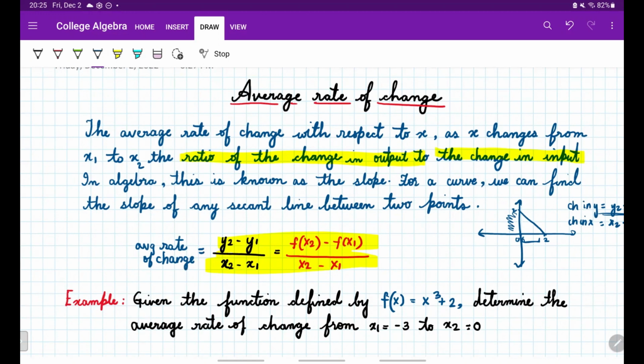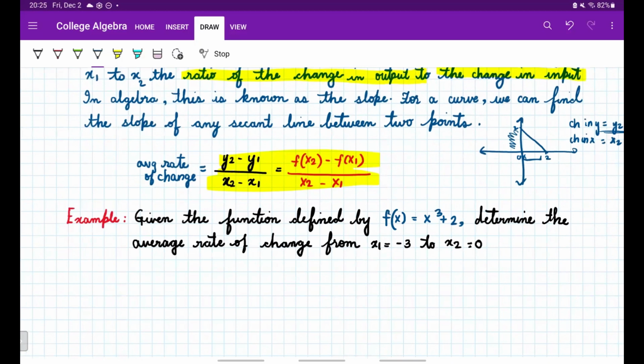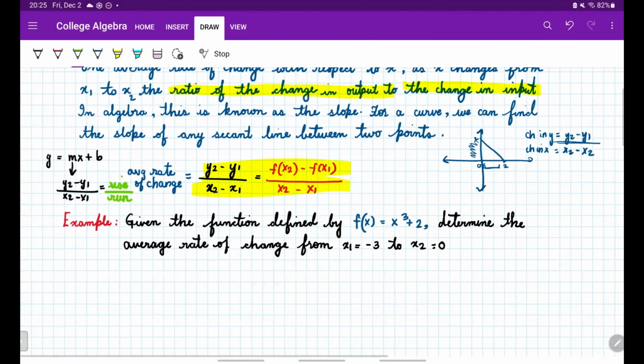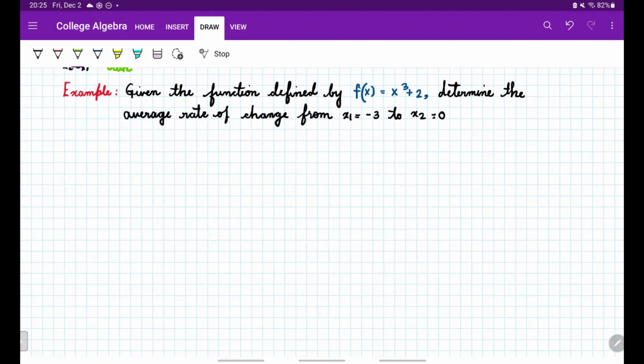If you look at this, it looks exactly the same as our slope formula from the previous videos where we discussed the slope-intercept form, where we have y equals mx plus b as our linear equation, and m here essentially is y2 minus y1 over x2 minus x1. This is rise over run. Okay, so let us do a couple of examples to familiarize ourselves more with the average rate of change.